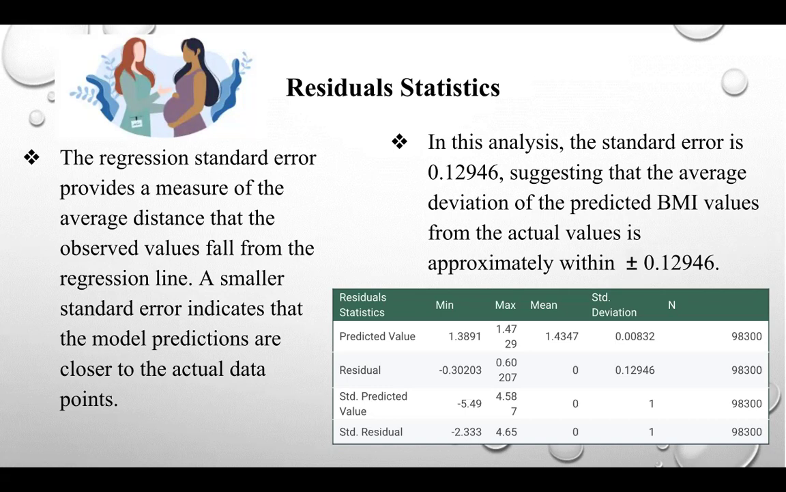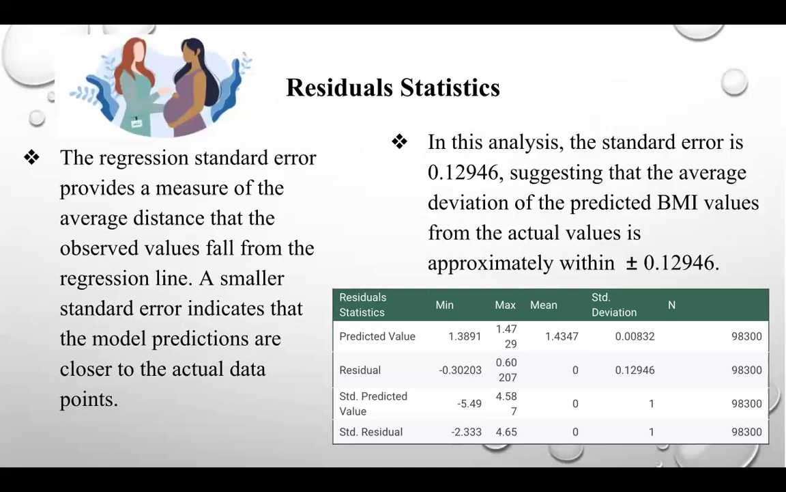In this case, the standard error is 0.12946, which means that the predicted values on average deviate from the actual values by approximately plus and minus 0.12946. The smaller the standard error, the closer the model's predictions are to the actual data points. Overall, these residual statistics show that while the model provides some reasonable predictions, there's still room for improvement.